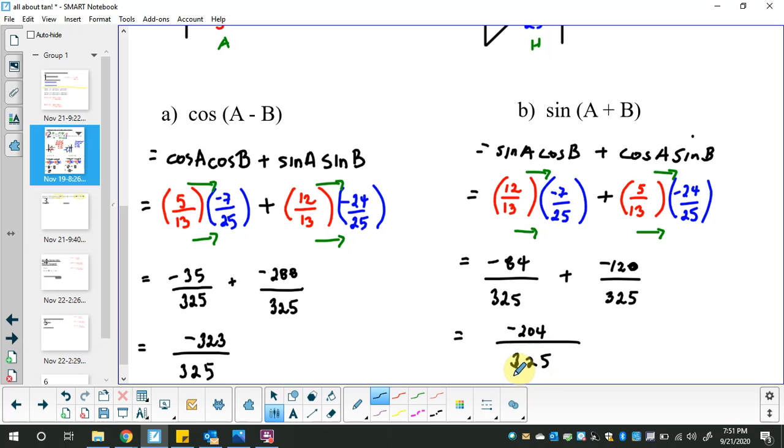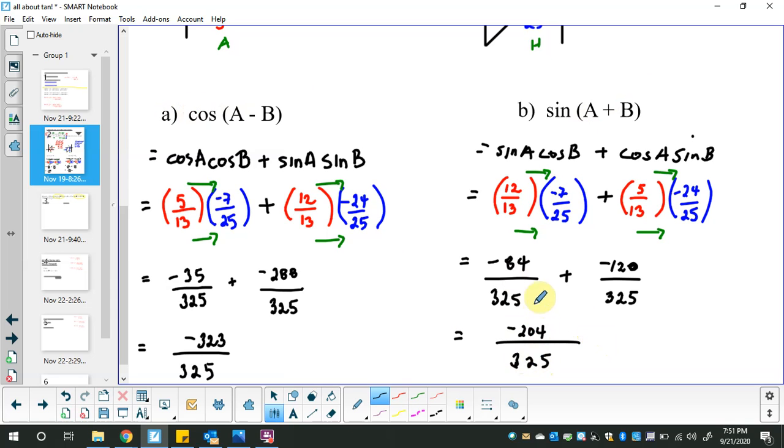Now, I feel like I've made a mistake here, so give me a sec to check my math. So my numbers are okay. 12 times 7 is 84. 5 times 24 is 120. I'm checking to see if anything divides into those two. Nope, I'm good. I thought this was reducible, and a lot of times with cos and sine it is not. So we're good to go, and that's done.